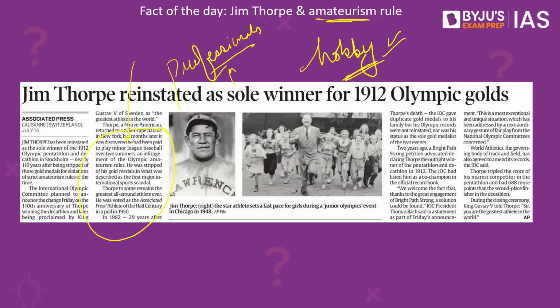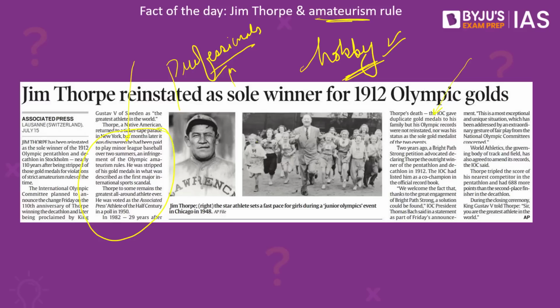And that is why he was stripped of his gold medals, and this was regarded as the first major international sports scandal. He also made the news because he was the first Native American to win the Olympic gold medal. Later on, when the rules were changed, the IOC, that is the International Olympic Committee, decided to give the medal back. In fact, in 1982, 29 years after he had passed away, the committee gave duplicate gold medals to his family, but the Olympic records were still not changed. Now, finally, the Olympic records have been changed, and he is again regarded as the sole winner of the gold medal of the 1912 Olympic Games.